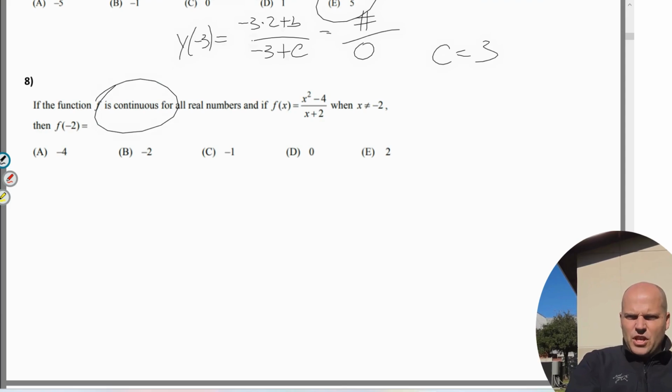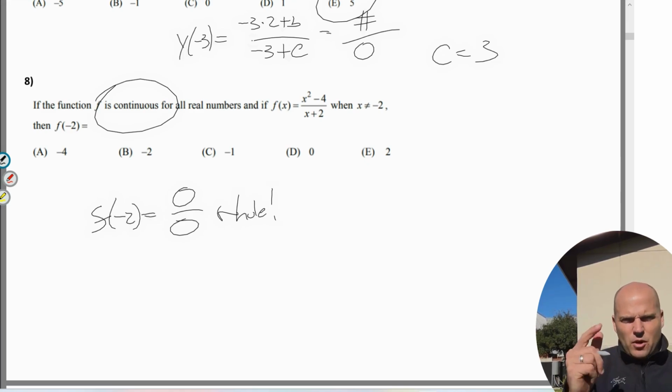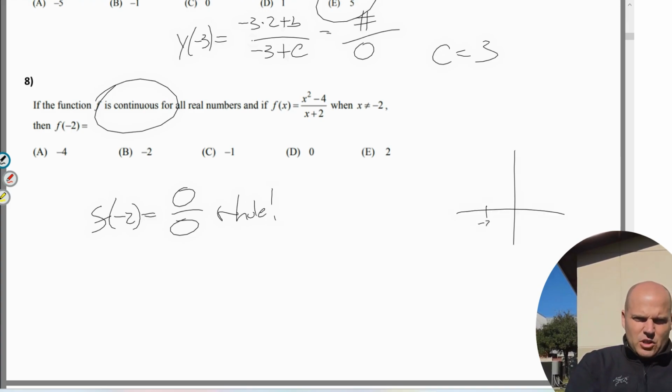Let's say f is continuous. Well, look at this situation. If I plug in -2, I get 0 over 0, which means I have a hole. To fill in said hole, I'm going to need to find the location of the hole. And I'm going to need to make sure we have a point at this location. Because if I have a hole, okay, well, where is the hole located? Now my function is continuous.